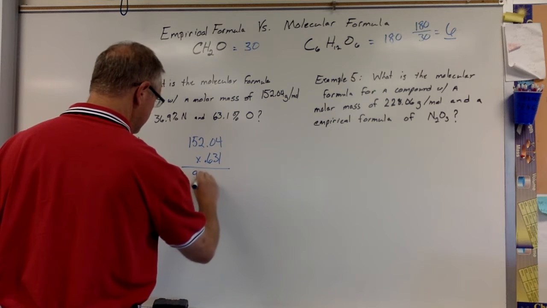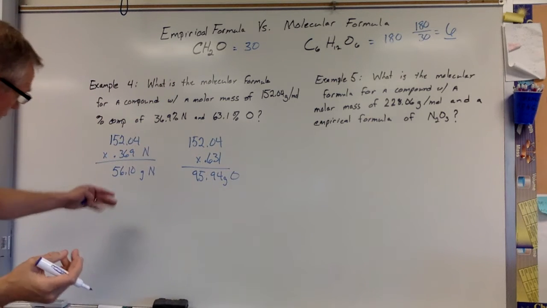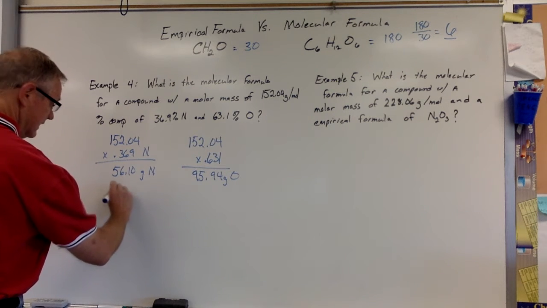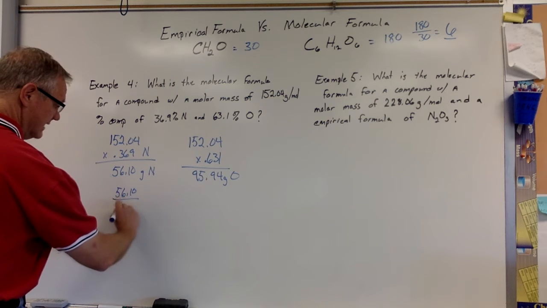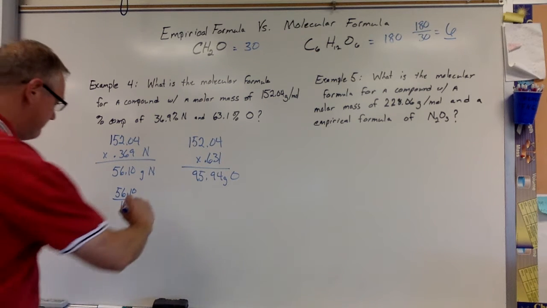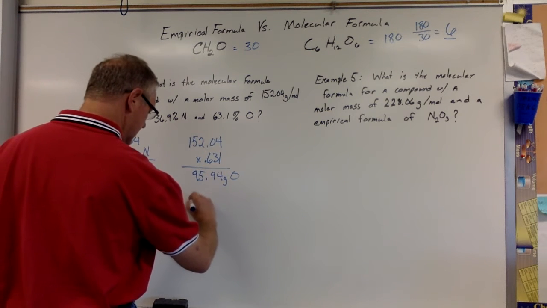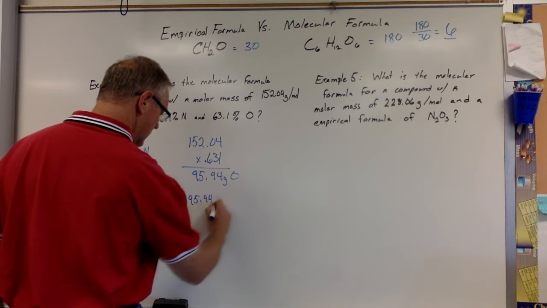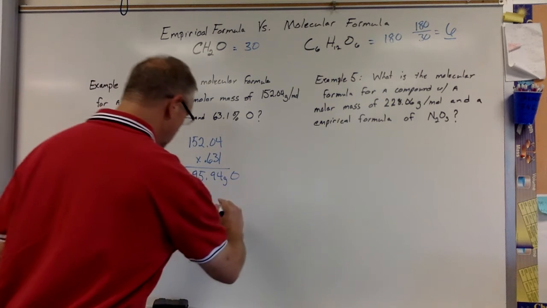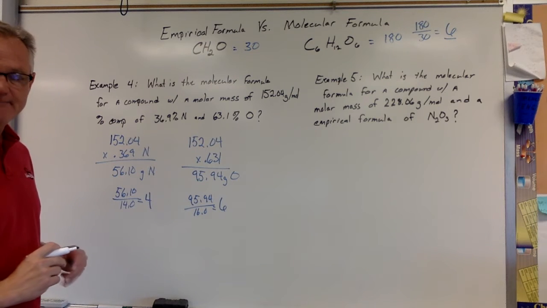So I got 95.94 grams of oxygen. If I wanted to see how many atoms of nitrogen that would take, I would just simply divide it by the mass of one nitrogen atom, which is 14.0. When I do that, I'm going to get a value of 4. And then when I do the same thing over here, 95.94 divided by 16.0, I'm going to get a value of 6. So did we do anything different from the way that we did it the last time? No, we did not.